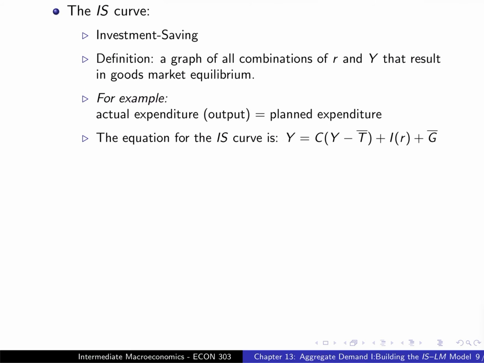The IS curve stands for investment saving. It shows all combinations of the interest rate R and output Y where the goods market is in equilibrium. In this context, equilibrium means actual output equals planned expenditure. The equation for the IS curve is Y equals consumption, a function of Y minus T bar, plus investment, a function of R, plus G bar.